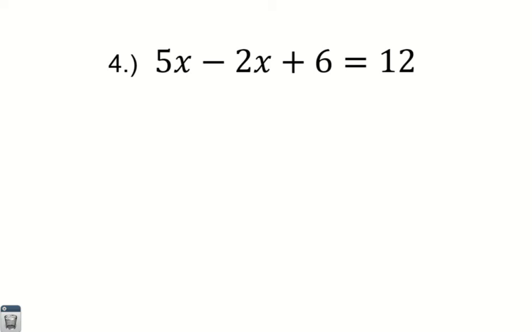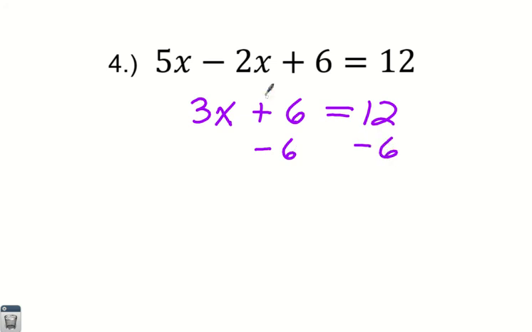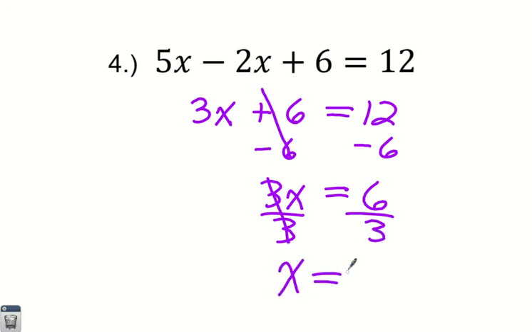Number 4 is like the same thing. 5x minus 2x, that's already on the same side. 5x minus 2x is 3x. And so now we just work on getting that x all by itself, like we've done 100 times by now at this point. Last thing to leave x all by itself is attack the 3 to get x all by itself, and so x equals 2.